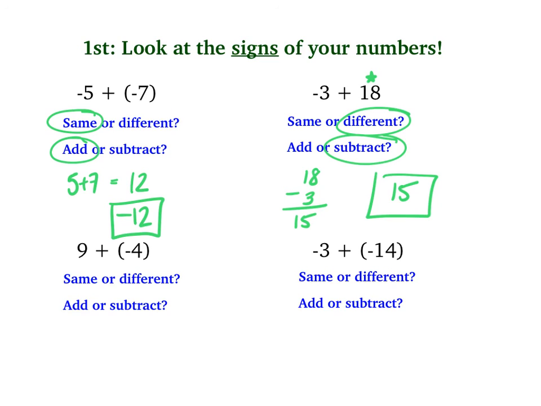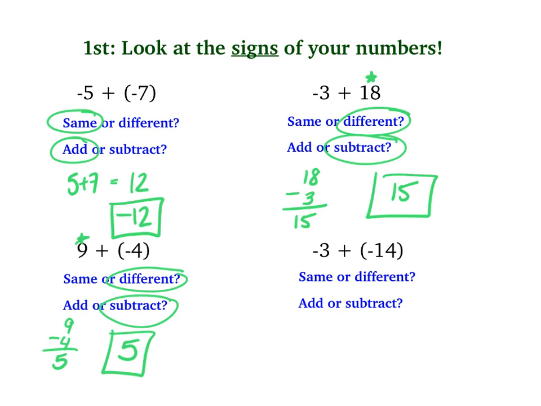Next one, you might want to pause the video now to try these on your own. But I have 9 plus negative 4, one positive, one negative. They're different, they're canceling, so I would subtract. 9 minus 4 gives me 5. Check which one I have more of, and that would be positives.